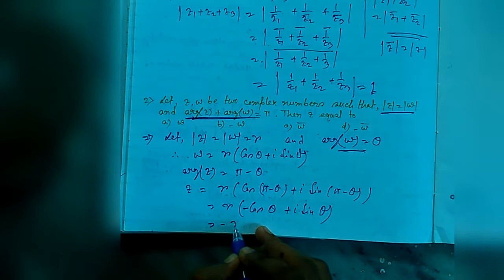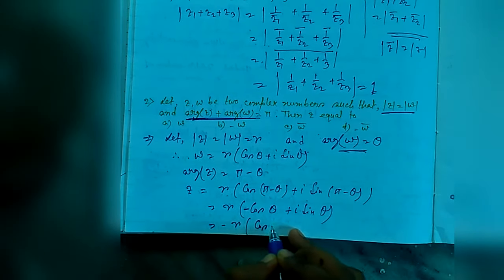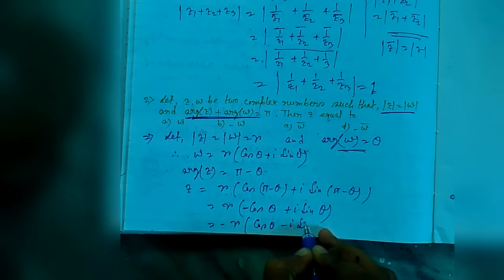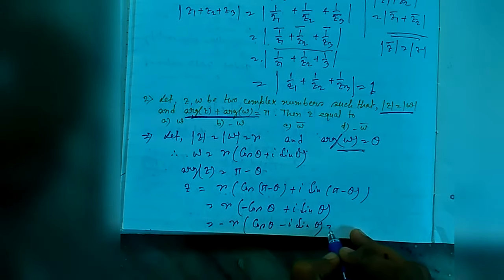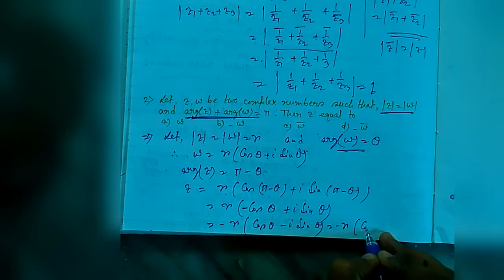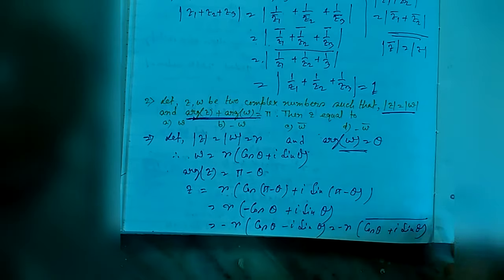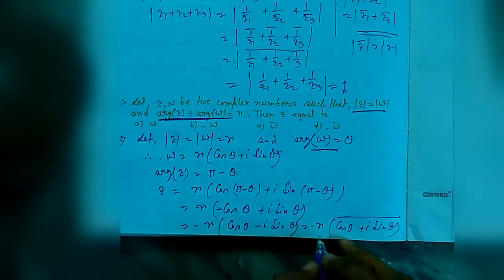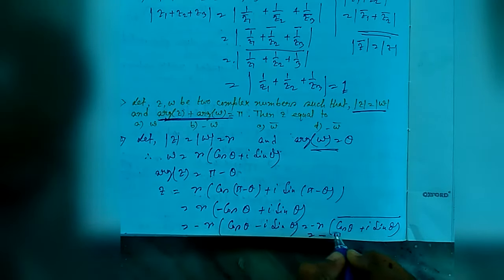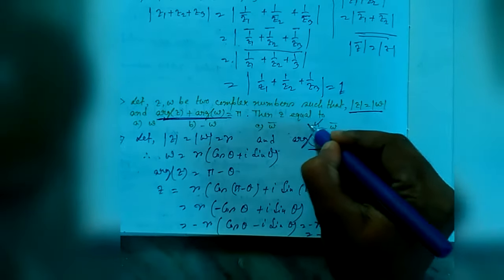This equals r times minus cos theta plus i sin theta, since cos of pi minus theta is minus cos theta. When we take common minus, this will be cos theta minus i sin theta. So this can be written as cos theta plus i sin theta, whole bar. So this will be minus w bar. So our option D is correct.